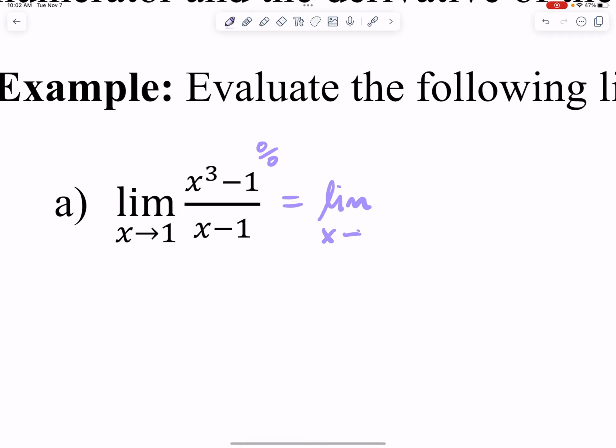So the limit as x approaches 1, applying L'Hopital's rule, I find the derivative of the numerator, which using power rule is 3x squared, and the derivative of the denominator would just be 1. Okay, so then now trying direct substitution, we get 3. The limit is 3.